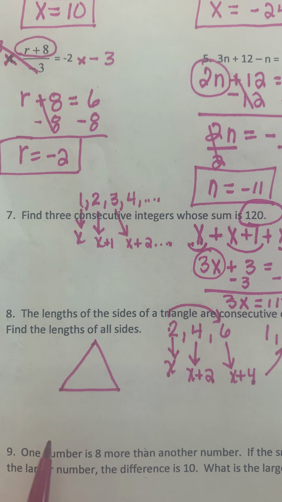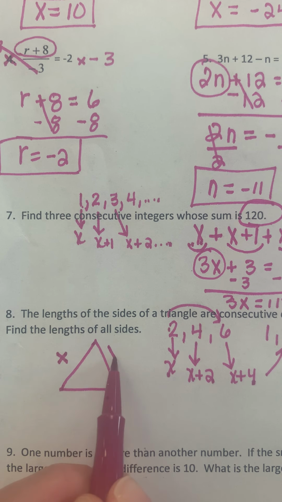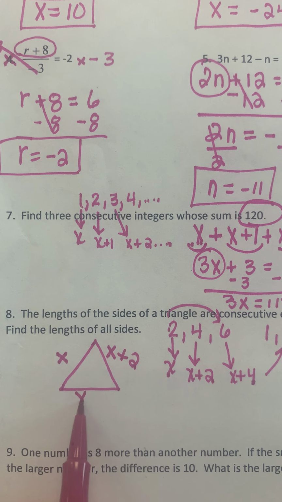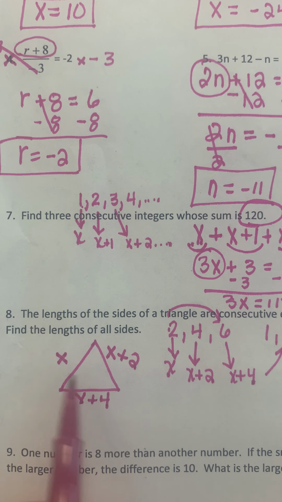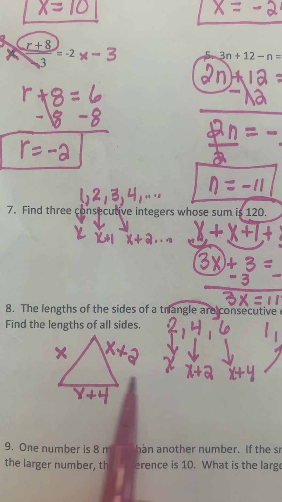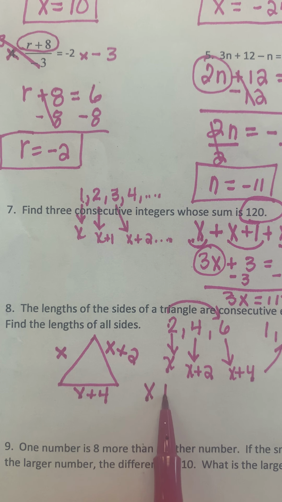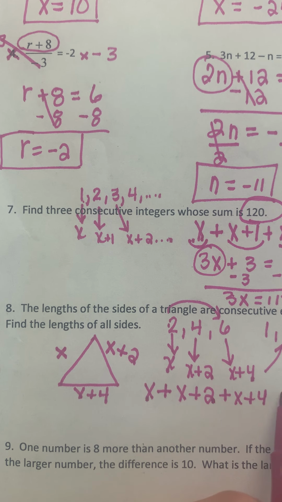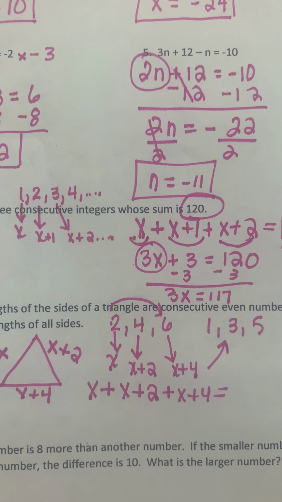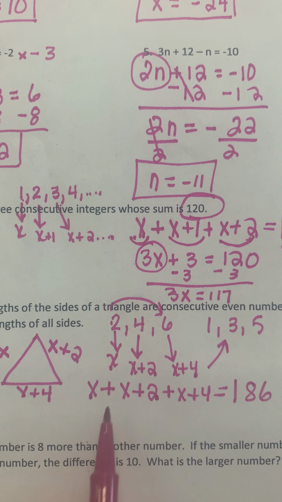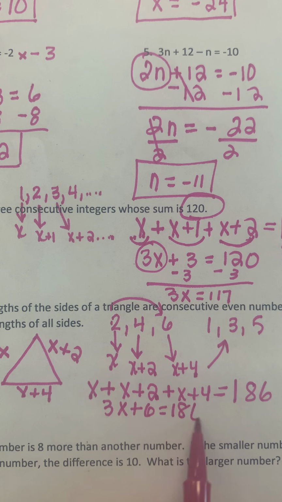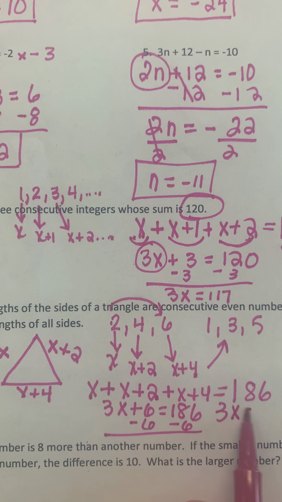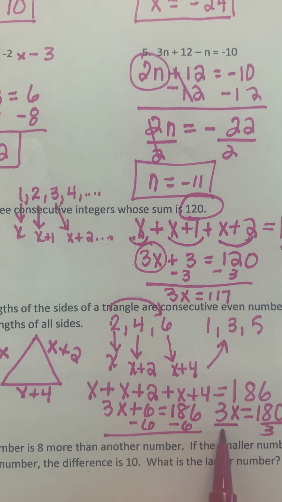So if you want to draw it, you can. You'd have x, x plus 2, x plus 4. The perimeter is 186, so these all add up to 186. So x first, x plus 2, the second side, x plus 4 equals 186. 1, 2, 3 x's plus 6 equals 186. Subtract 6 from both sides. 3x equals 180, divide by 3. You get x is 60.